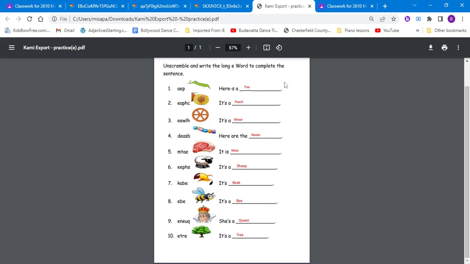We had to unscramble the word, and then we wrote the long E word that we unscrambled to complete this sentence. We wrote pea, peach, wheel, beads, meat, and other words, but you can all hear that it's only the long E words.